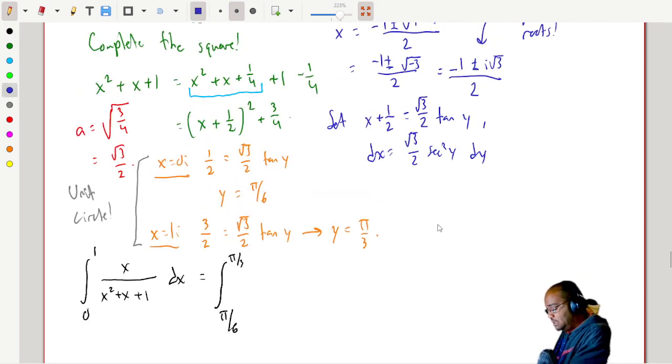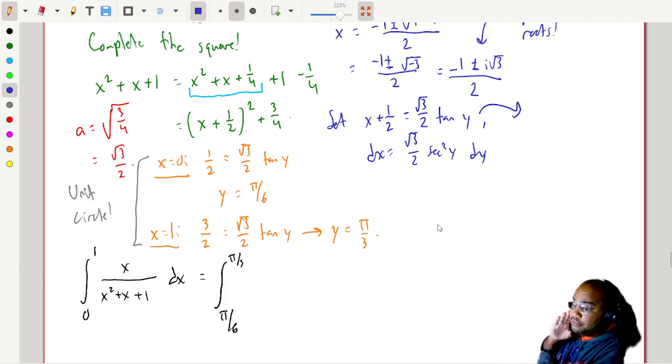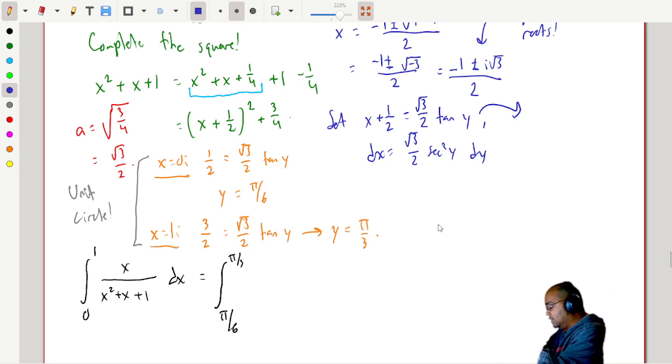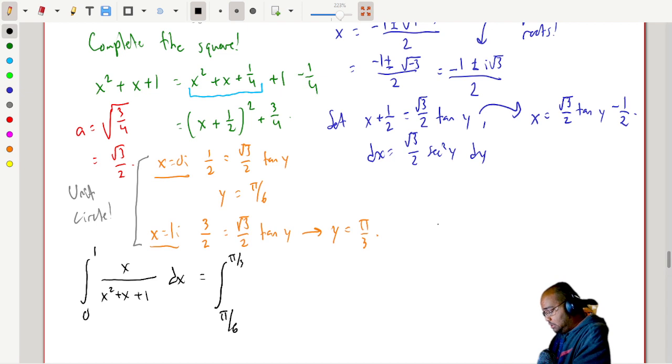Well, remember from our substitution, we can go ahead and manipulate that. If I just push the 1/2 to the right-hand side, we get that x is equal to square root of 3 over 2 tangent y minus 1/2. We just put that in there. So square root of 3 over 2 tangent of y minus 1/2.